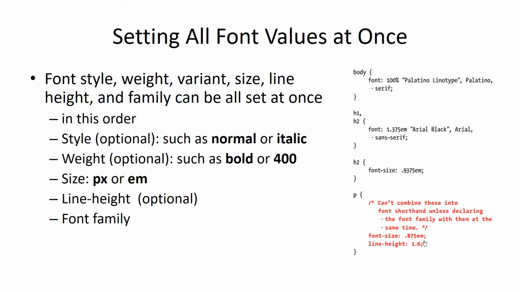So here we have the formatting for the paragraph elements. Even though it has two different rules, we cannot combine them because it's missing the compulsory value, which is font family. Basically, this means the paragraph will inherit the font family from its parent. So unless we specify a font family, we have to write these two down as two separate rules rather than combine them into one.